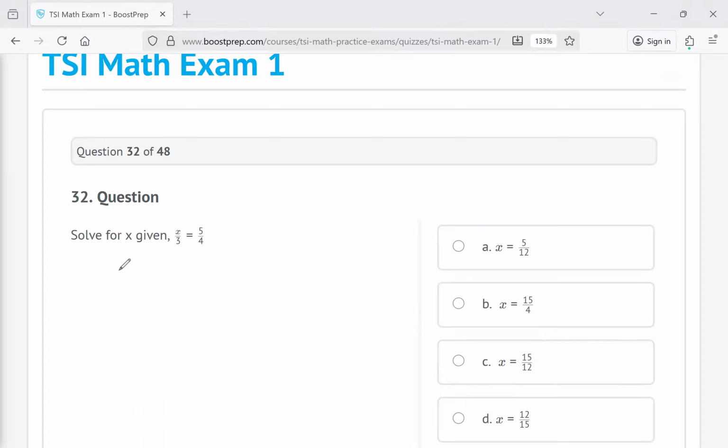Solve for x, given this proportion. You can just cross multiply because there's only two sides. If you have two sides, you can just cross multiply. So it's going to be 4x equals 5 times 3, which is 15, and then solve for x by dividing both sides by 4. You get 15 over 4. I don't think that can be reduced. There you go.